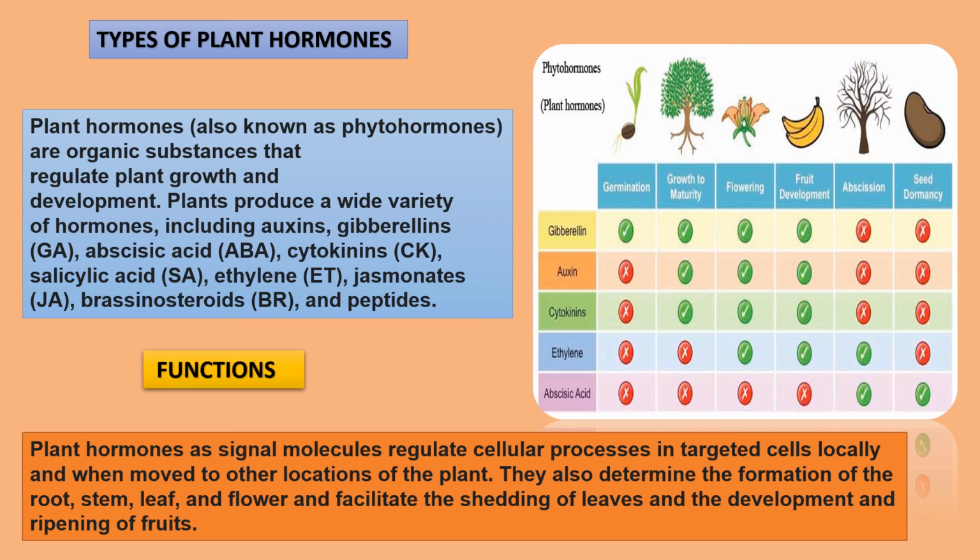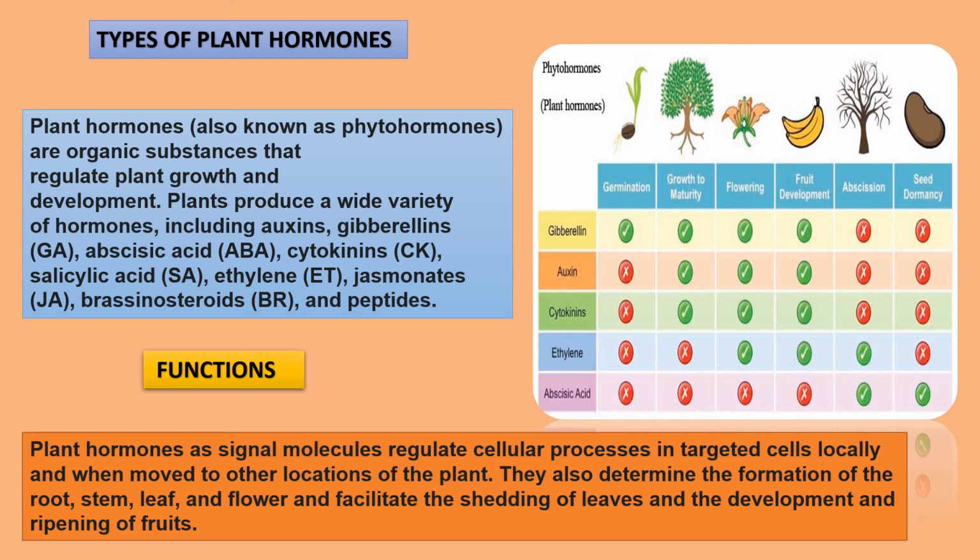What are the functions? Plant hormones as signal molecules regulate cellular processes in targeted cells locally and when moved to other locations of the plant. They also determine the formation of the root, stem, leaf, and flower and facilitate the shedding of leaves and the development and ripening of fruits.